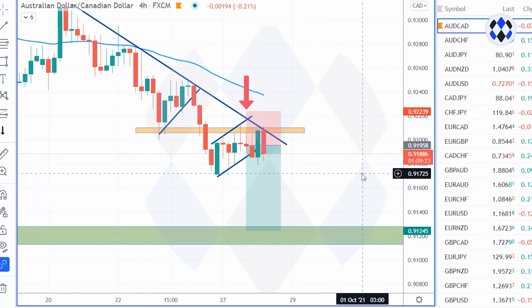So you can keep an eye on it, and you can keep an eye on some of the strong and the weak currencies and see if you can find a good match here.